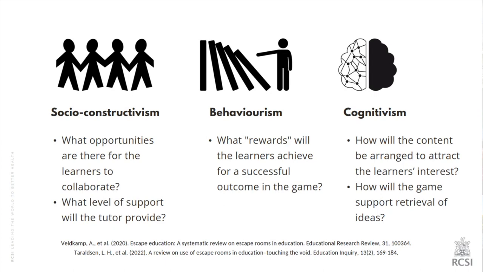So what are the opportunities for the learners to collaborate, and also what level of support will the tutor provide? I think as teachers, when you're in case-based learning or a workshop, we hover and we dip in and we offer advice, and in escape games, we can have a subtly different role, and oftentimes we need to be less directive and less involved. But it does mean that we need to think about our hint strategies and how to support them. What will it look like when they're completely blocked and they can't move forward, and how will they get out of that? And what is the involvement of the tutor there?